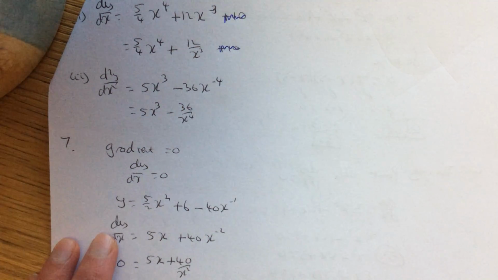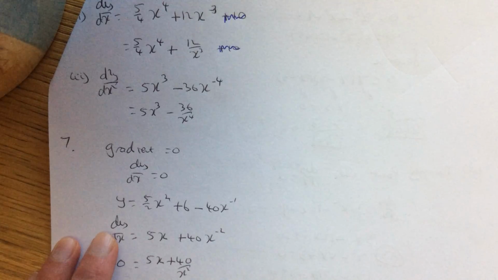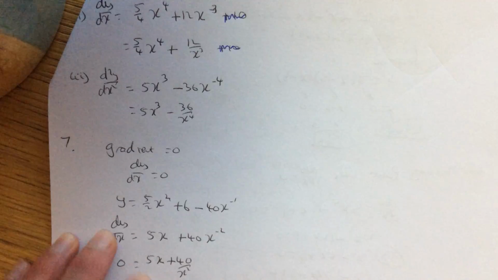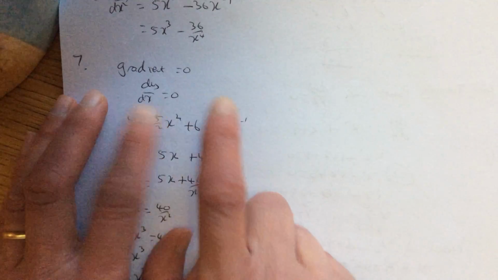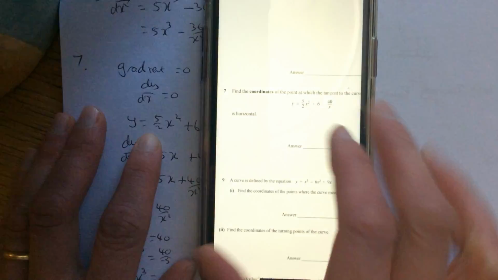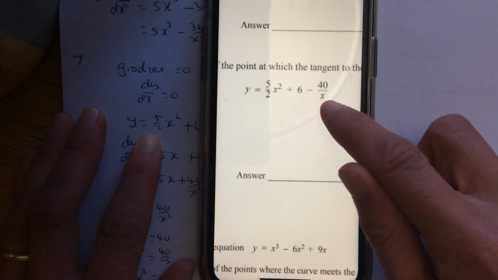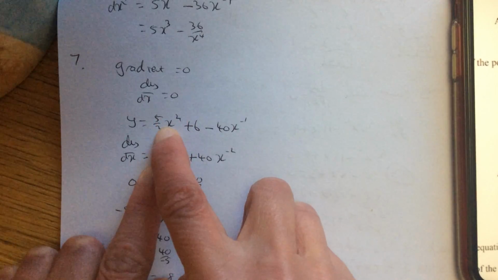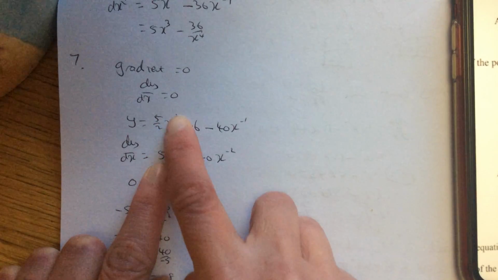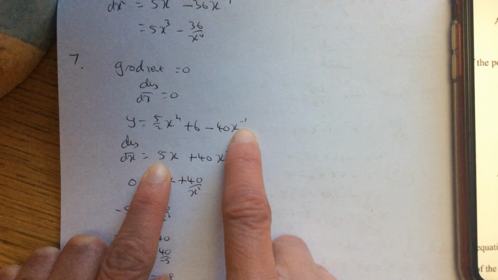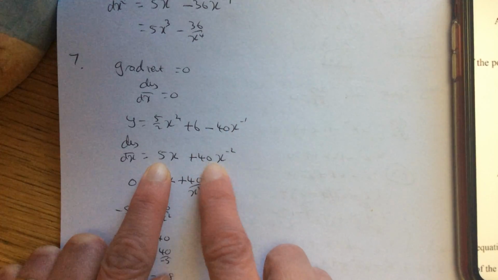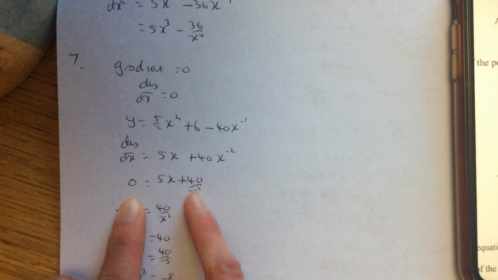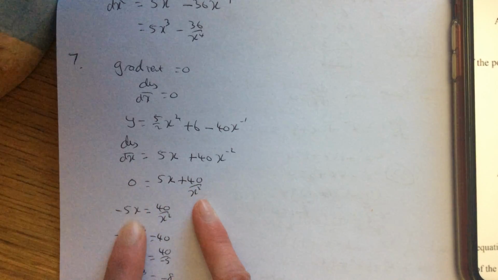Okay, number 7. Find the coordinates at which the tangent is horizontal. That means it's flat. So the gradient is 0. dy by dx is 0. So in your y, make sure you bring that x up as a minus 1. Then differentiate. Power to front, 10 over 2 is 5. Take 1 off. Number disappears. Power to front comes plus 40 and take 1 off. It equals 0. So it's 5x plus 40 over x squared.